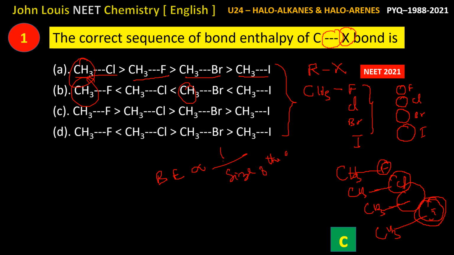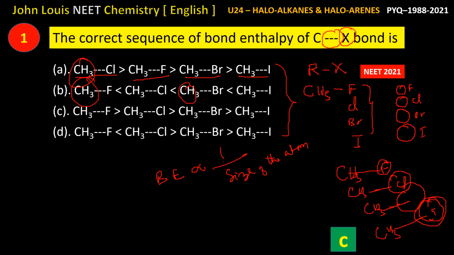Size of the atom. That means what? Greater the size, smaller the bond enthalpy. So here which is having a greater size? Iodine is having greater size. Therefore, the bond enthalpy of CH3I will be the least. Which is the smallest? Fluorine is the smallest. Therefore, when the size is smaller, the bond enthalpy will be greater. Therefore, methyl fluoride will have more bond enthalpy, and CH3I will have the least enthalpy.